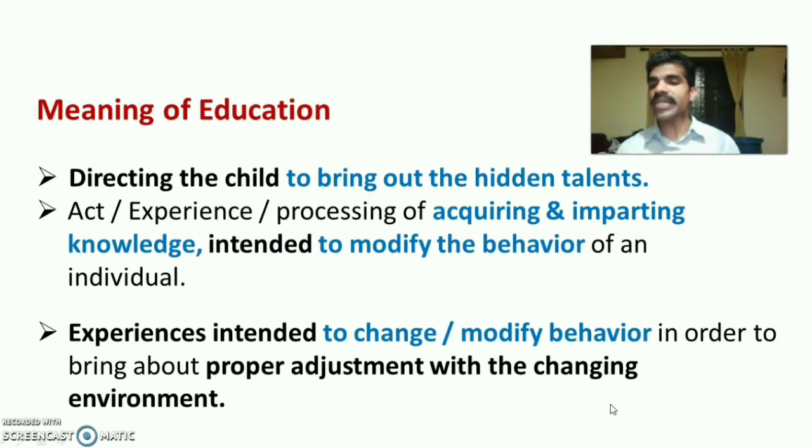In another sense, education is an experience intended to change or modify the behavior of a person, individual or child in order to bring about proper adjustment with the changing environment, the changing pattern of life, the changing process of life. So it is an experience intended to modify behavior in order to bring about proper adjustment with the society and the changing environment in the society. So these are the meanings of education.